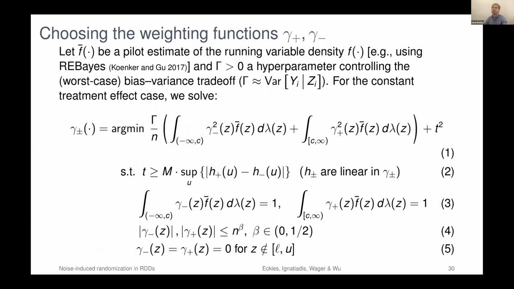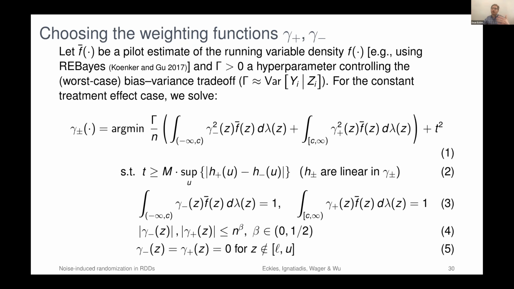So how we're going to choose the weighting functions is very much inspired by some of the prior work by Stefan and Guido Imbens, where you're trying to optimize these weights. But here we have a bunch of additional information to bring to bear. Okay, and so what we're going to try to do is actually control this bias-variance trade-off. And so we're going to choose the gamma plus and the gamma minus in order to minimize this expression, where the first term captures the variance, and then this t squared is a bound on the worst case bias.